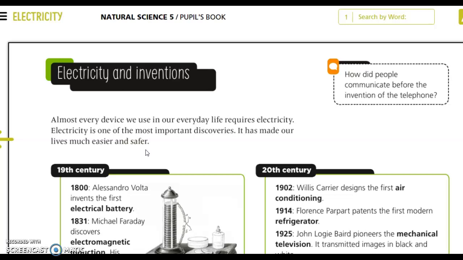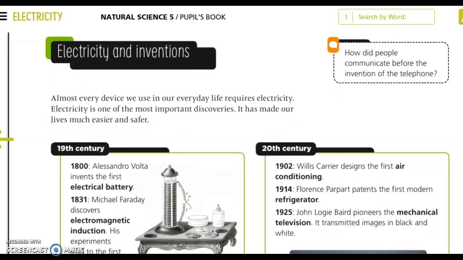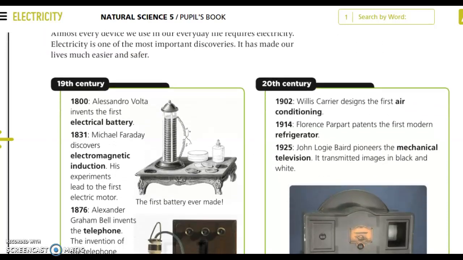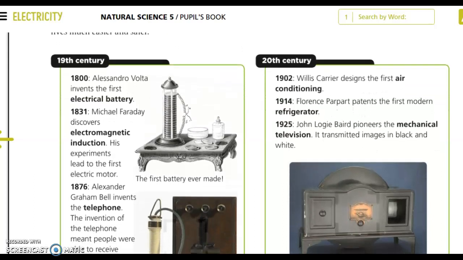From the beginning of the unit I asked you to walk around your house and check which devices, which machines used electricity. Most of them use electricity, and it makes our lives much easier. Okay, so it's one of the most important discoveries, the electricity, right? Okay, so let's see what's the story, the timeline for the electricity, okay?